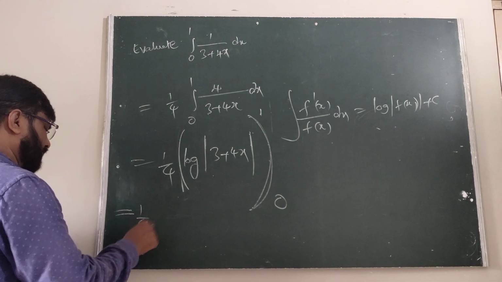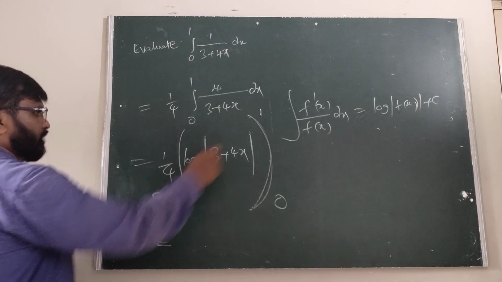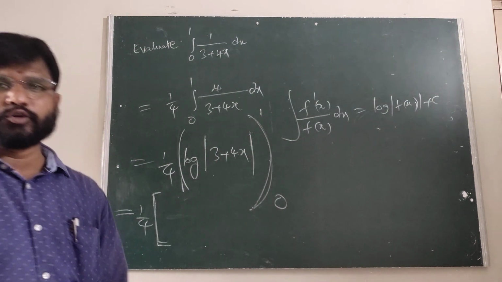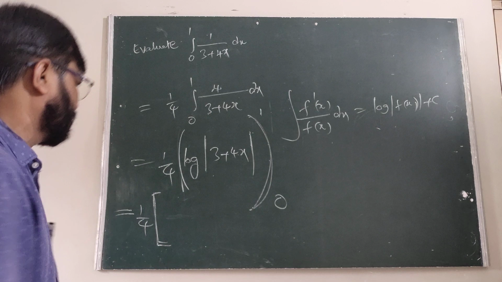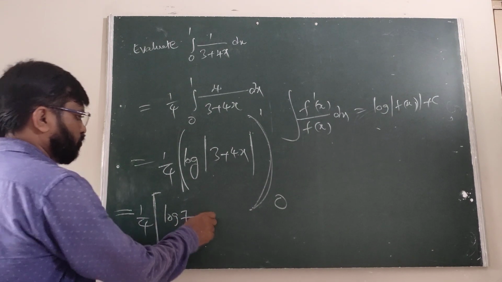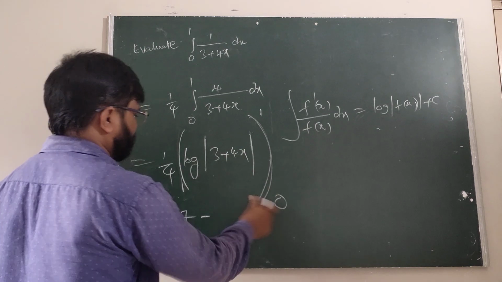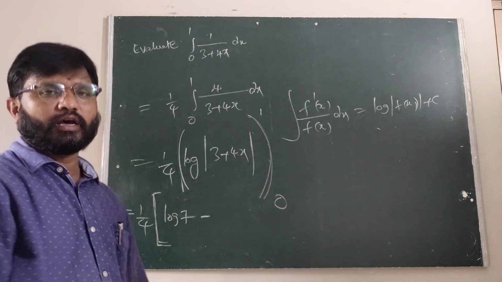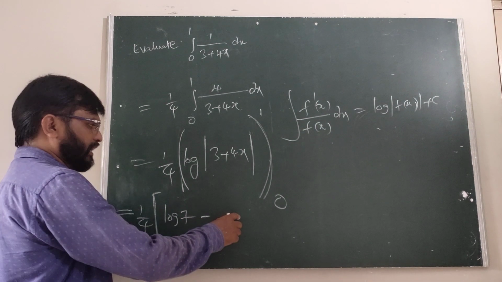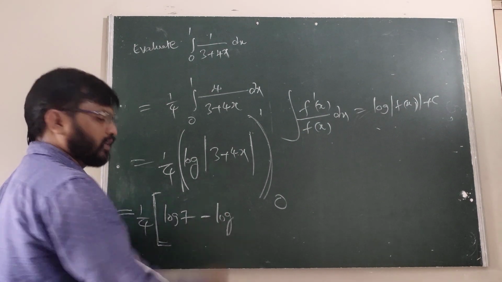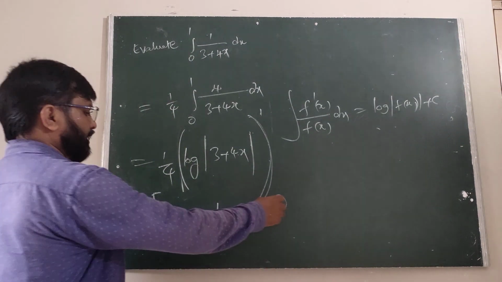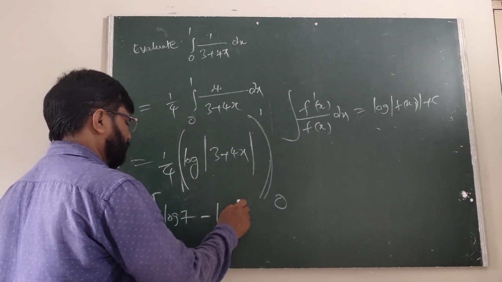You can write 1 by 4. Now we put x equal to 1 in this. What do you get here? When x equals 1, 3 plus 4 is 7, so this value is log 7. After that, we put x equal to 0, from upper to lower, and definitely we have to take a minus sign between them. That is called the Newton-Leibniz formula. Therefore, putting x equal to 0, it will be log 3.